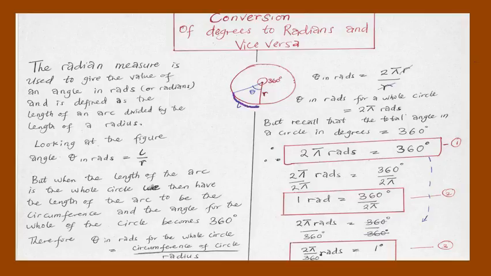So an angle in radians is defined as the length of an arc, like L here, divided by the length of the radius, so from the center to the circumference. So this angle theta in radians here is the length of this arc divided by the radius. That's how the radian is defined. So looking at this figure, angle theta in radians is the length of the arc L divided by r, the radius of the circle. So theta in radians equals L over r.